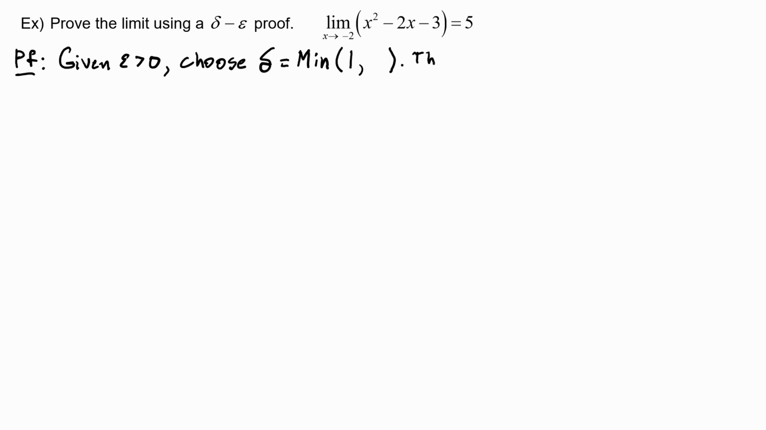Then, we have to do the absolute value of x minus c. Our value of c is -2, so we have absolute value of x minus -2, which of course becomes the absolute value of x plus 2, and that will be less than delta. We get.